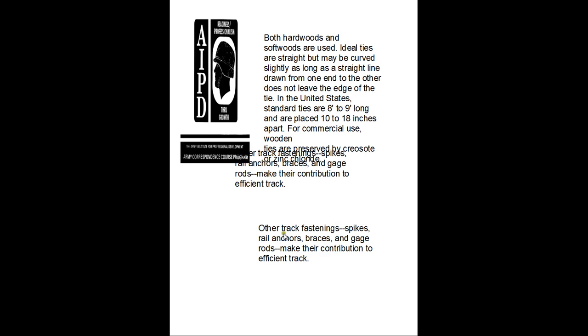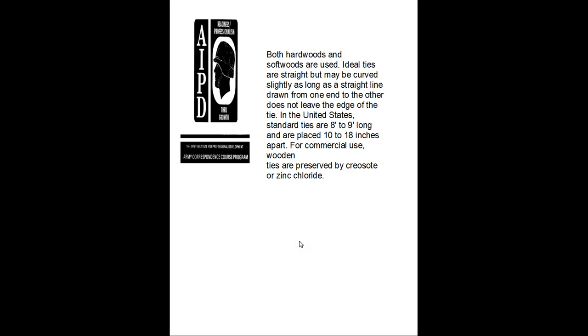The other fastening spikes, rail anchors, braces, and rods may contribute to efficient track. Both hardwoods and softwoods are used. Ideal ties are straight but may be curved slightly, as long as a straight line drawn from one end to the other does not leave the edge of the tie. The United States standard ties are 8 inches by 9 inches by 9 feet long and placed 18 inches apart. For commercial use, wooden ties are preserved with creosote and zinc chloride.